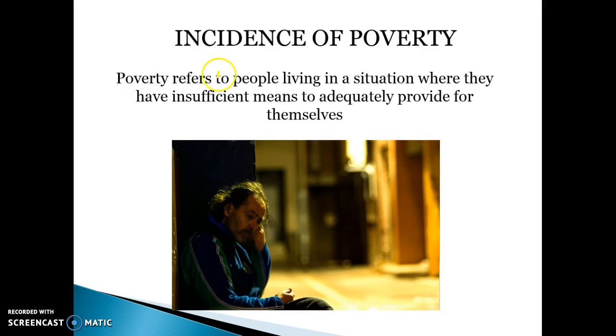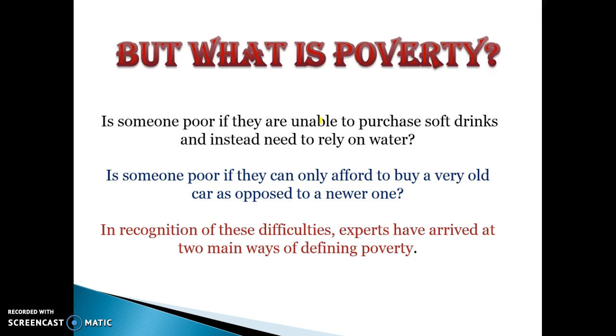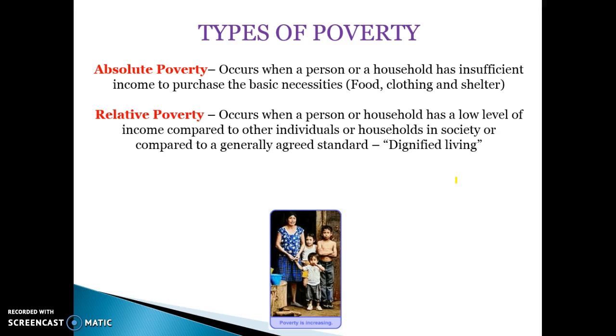Incidence of poverty. Poverty refers to people living in a situation where they have insufficient means to adequately provide for themselves. And there are essentially two types of poverty. So we need to work out what poverty actually means. It doesn't mean you can't purchase enough soft drink. It doesn't mean you're in poverty if you can only afford a very old car. What does it actually mean to be in poverty? And there are two types of poverty you need to be aware of.